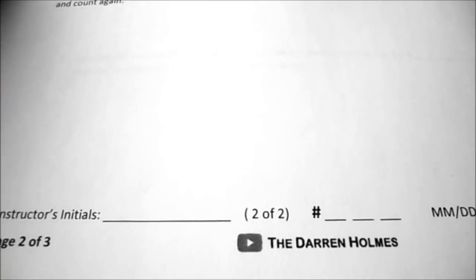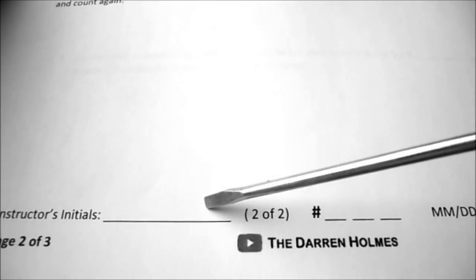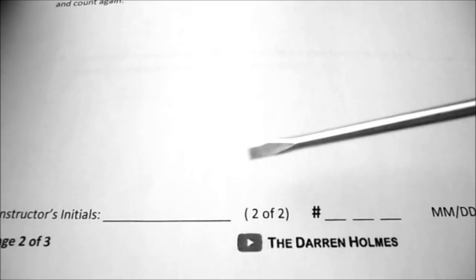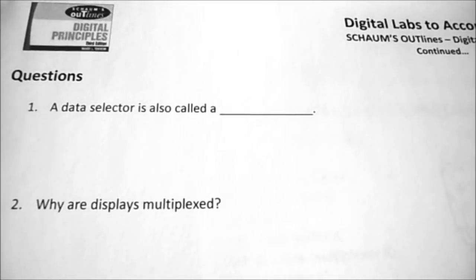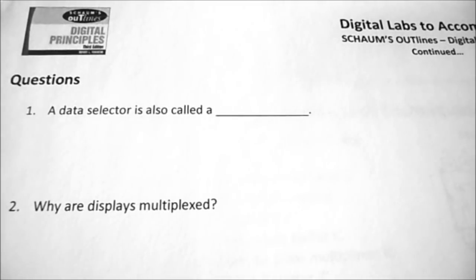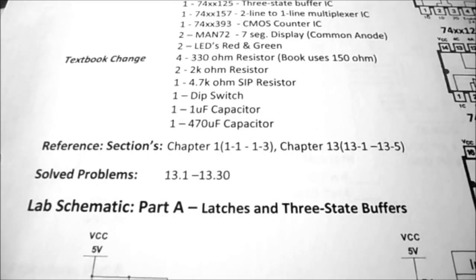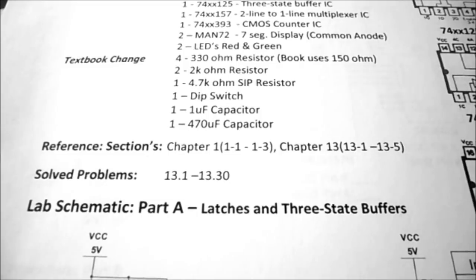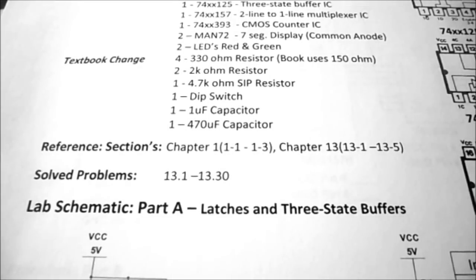So once you've wired up part B of your circuit and verified that it is working, demonstrate it to your instructor so that they can initial it to indicate that it is complete. So on the last page of the lab, we have 7 questions for you to answer and hand in. If you are looking for answers, open your textbook. Page 1 of the lab shows some hints, and those hints are in the Solve Problems 13.1 to 13.30.